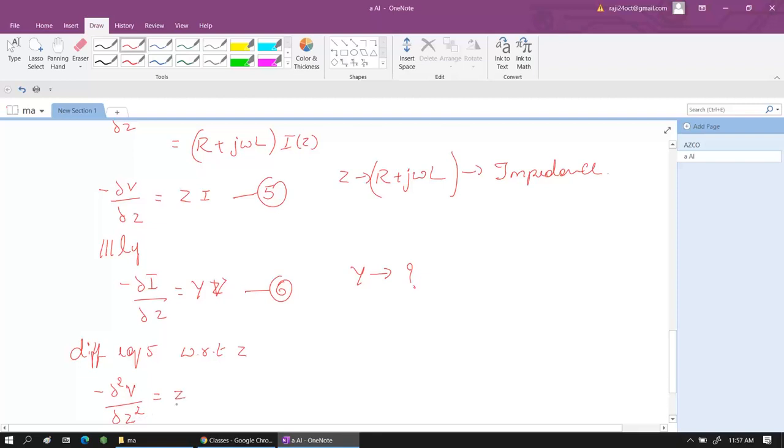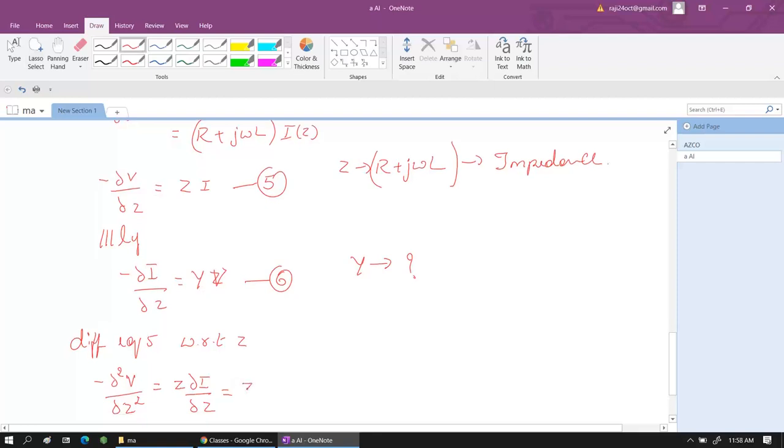Don't get confused with this Z and this Z. This Z tells you about the impedance, and this is a small z we are considering, which is our distance. It is Z of ∂I/∂z. Fine. Now what is our ∂I/∂z? We know that ∂I/∂z is this, right? Yes. So what happens to our expression?